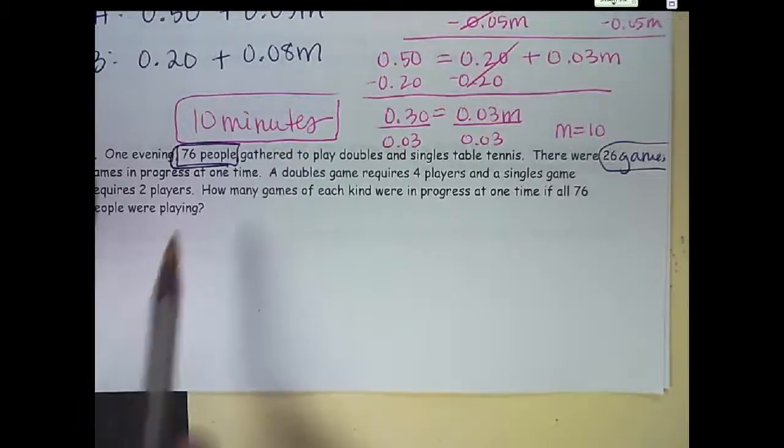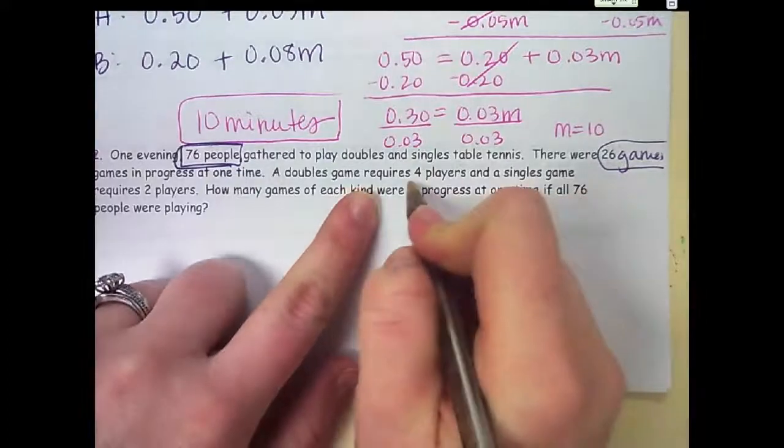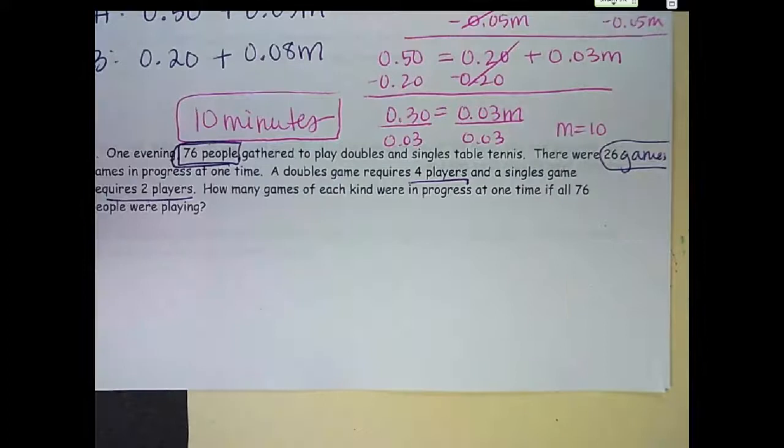Okay, so we have 76 people and 26 games. It says a doubles game requires 4 players. A singles game requires 2 players. How many games of each kind were in progress at one time?